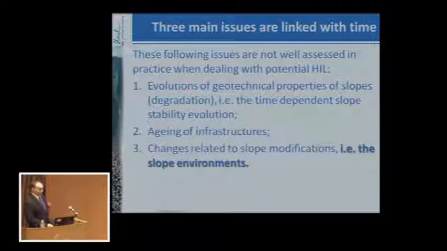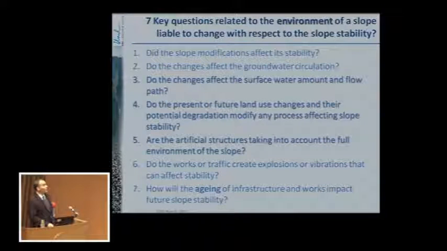I think that to conclude, there are three main issues that are linked with time. First is to understand how the geotechnical properties will evolve. The degradation, as we have seen, we can look at least at the effect of the degradation. The aging of infrastructure is also really important in the management of landslides, and also the change related to slope modification. This is the slope environment. Then landslides must be viewed in their environment.